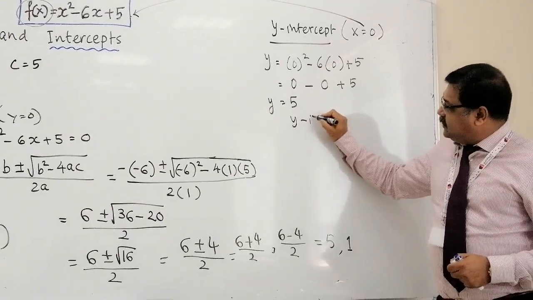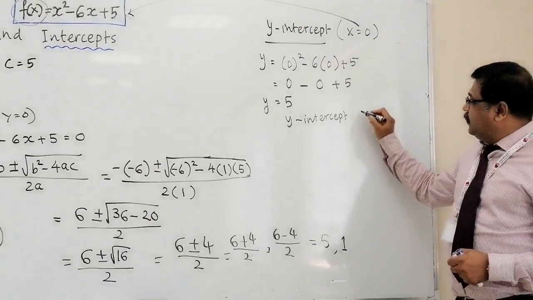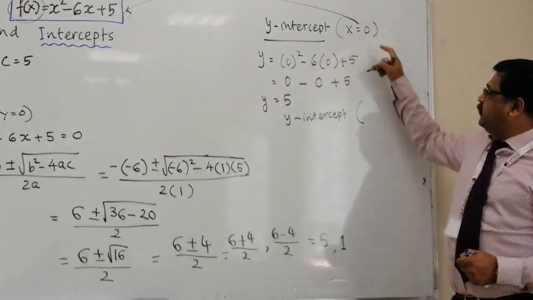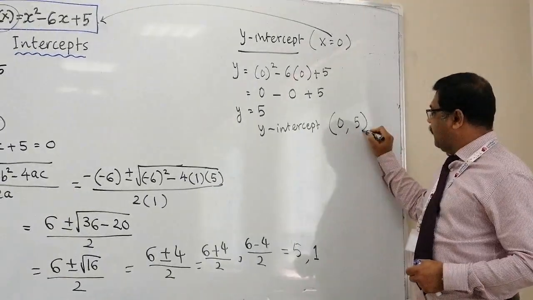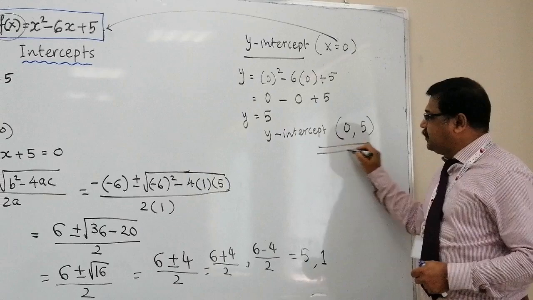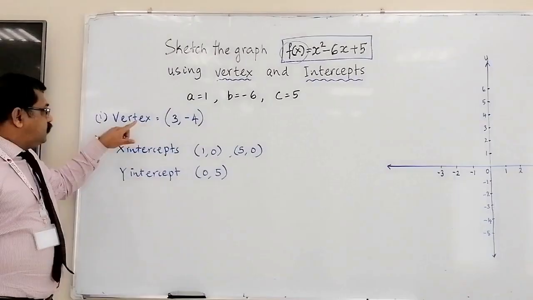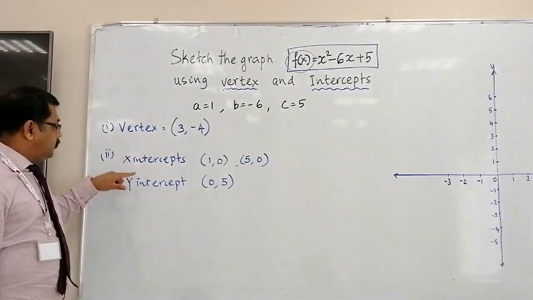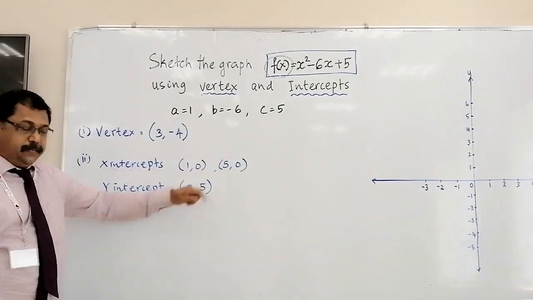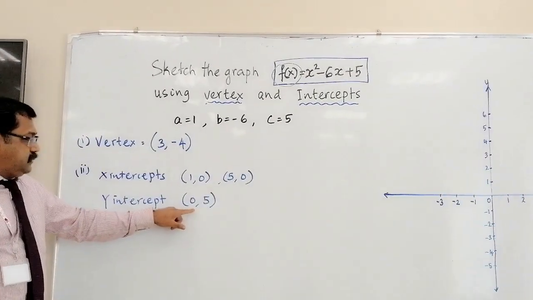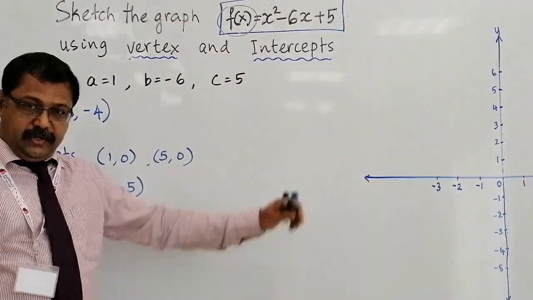So the y-intercept is a point where x equals 0 and the y value is 5 here. So this is the y-intercept. Okay, now see, we got the vertex, we got the intercepts, that is the x-intercepts are (1, 0) and (5, 0) and the y-intercept is (0, 5). So we got all the required points to plot the graph.